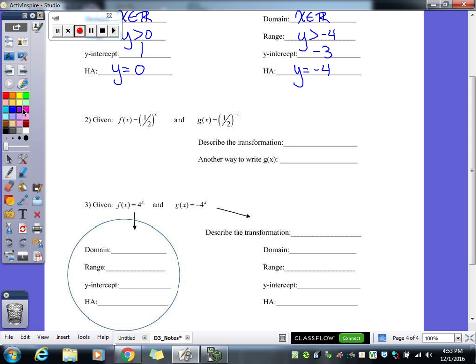So what I want you to do now is go ahead and type this in your y1, this in your y2, pause the video so you can take a look at them. Again, since the negative was with the x, this was a reflection over your y-axis. And then another way we could write this is g of x equals 1 over 2 to the x. Just distribute that negative sign.